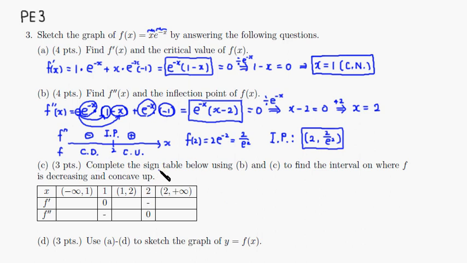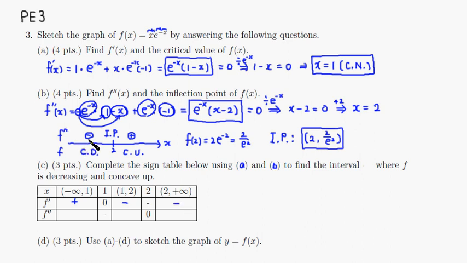So you've got part A and part B. Part C: complete the sign table below using part A and part B, on the interval where f is decreasing and concave up. Let's do the table first. Before 1, we can try something like 0. Plug in 0, it's positive. After 1, try 2. 1 minus 2 is negative, so it's negative there. So it's positive before 1, and negative after 1.